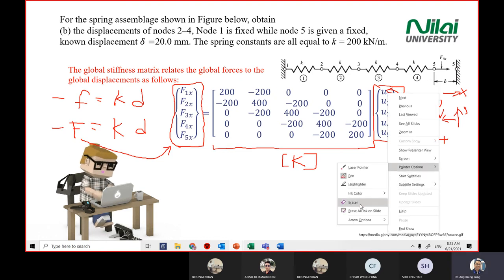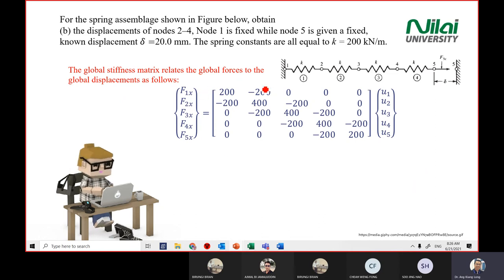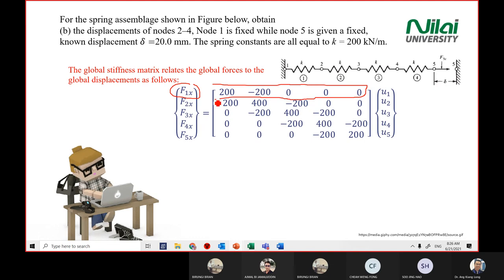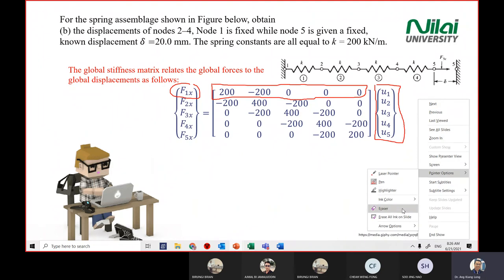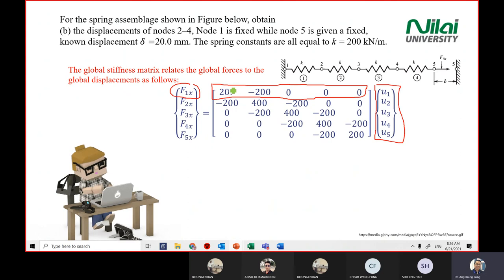All right. After you develop the full equation F equal to KD, you have 5 equations here. Matrix will always give you equations. So just a recap, how do you find the equation? You take this row, multiply by this column, and you multiply each row with each column. 200 times U1 plus minus 200 U2, plus 0 times U3, plus 0 times U4, plus 0 times U5. So you get the first equation.